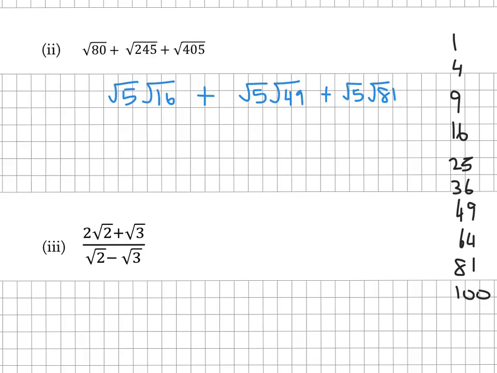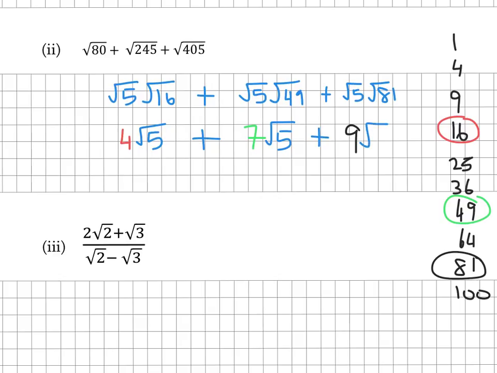Okay, so looking over here at my list, I can see 16 is a square number, so I've got 4 root 5. I also have, as another square number, here's 49, so I have 7 root 5 here, and my plus, and here I have also got 81, so I have 9 root 5. And so adding 4 plus 7 is 11, plus 9, that gives me 20 root 5. Okay, and on to our next question.